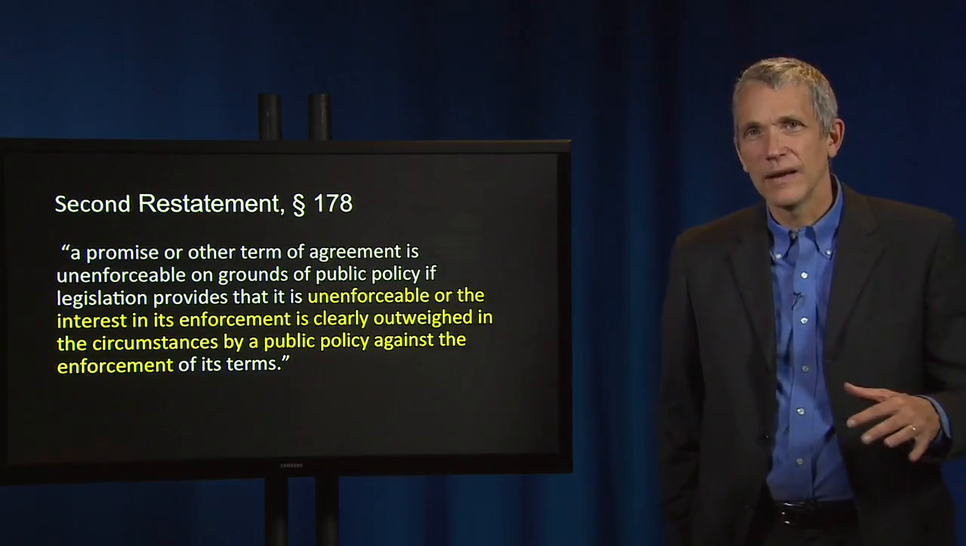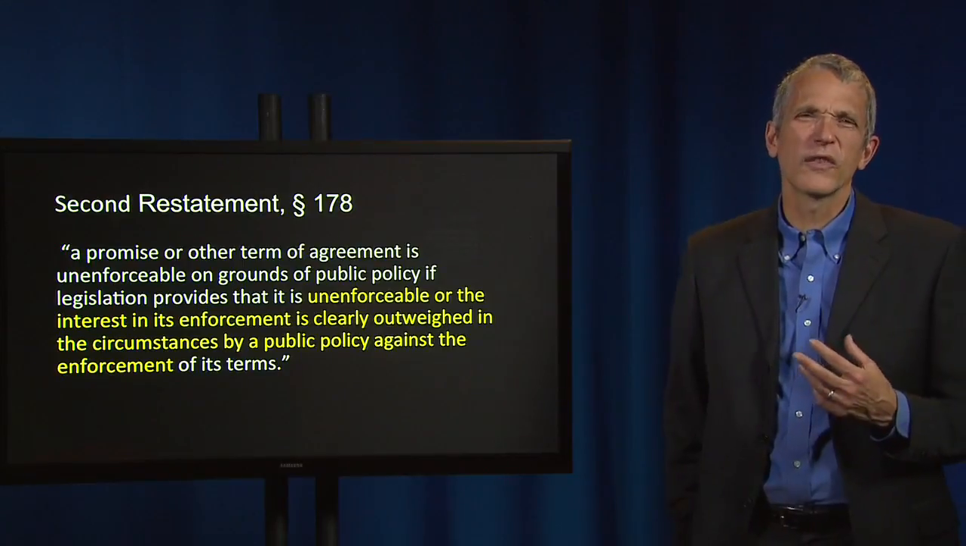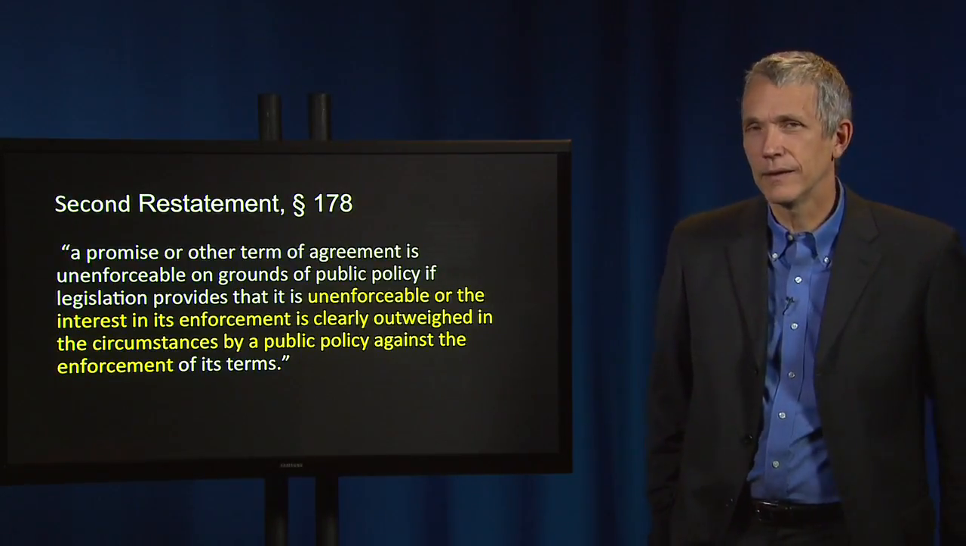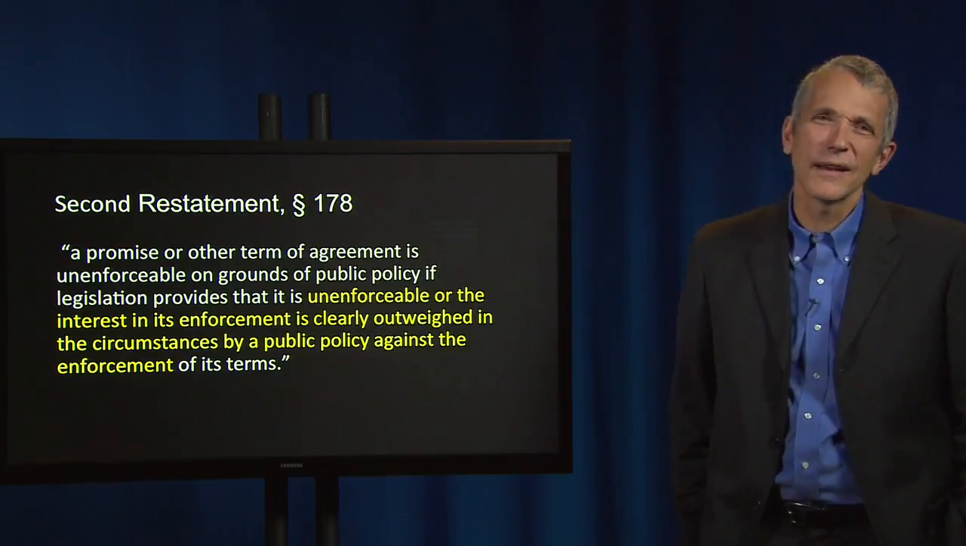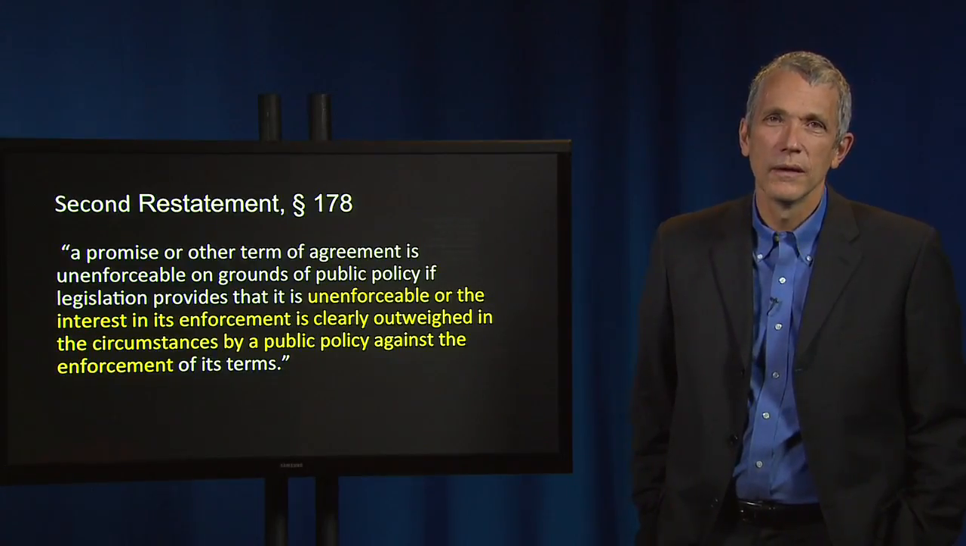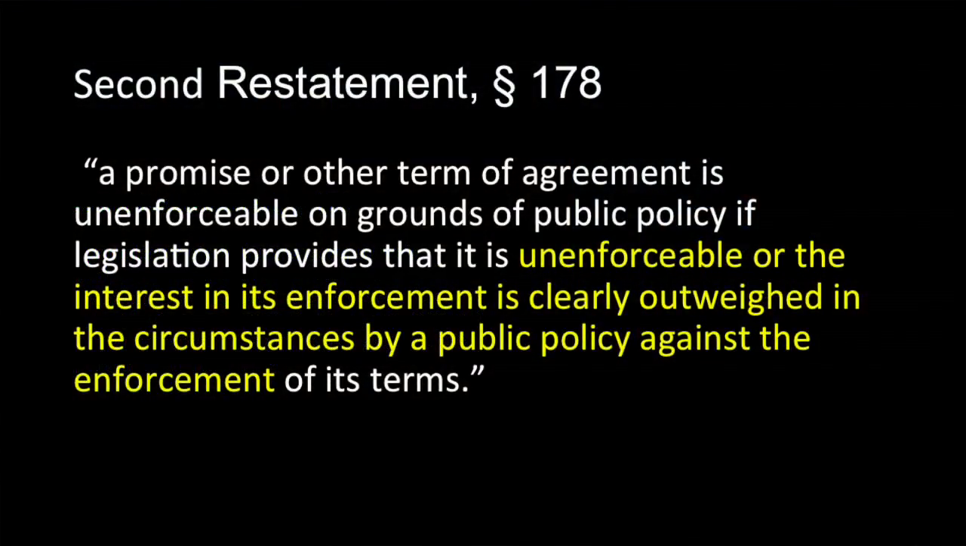The second restatement, however, has introduced a more flexible balancing test on enforceability of illegal agreements. According to Section 178 of the second restatement, subsection 1, a promise or other term of agreement is unenforceable on grounds of public policy if legislation provides that it is unenforceable, or the interest in its enforcement is clearly outweighed in the circumstances by a public policy against the enforcement of its terms.